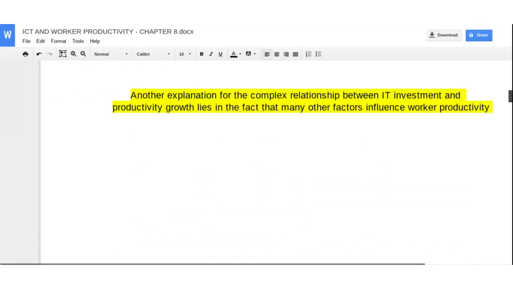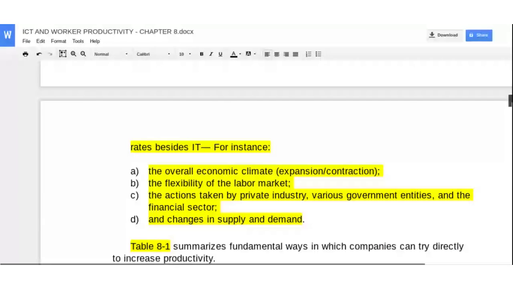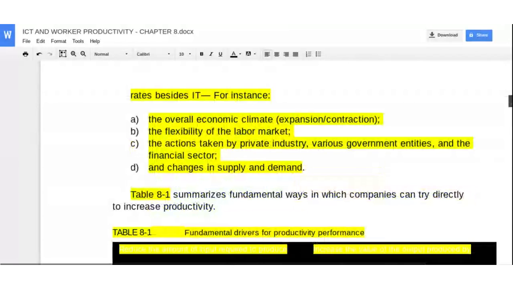So, another explanation of the complex relation between IT investment and productivity growth lies in the fact that many other factors influence productivity. And this statement continues down here. Those rates could be influenced also by things like the overall economic climate, the flexibility of the labor market, actions taken by private industry, and changes in supply and demand. So there could be other factors. The argument there is that measuring this productivity is not very easy. While we feel that there is a positive impact on productivity, sometimes it's not easy to measure that. That is the whole concept this area is highlighting.